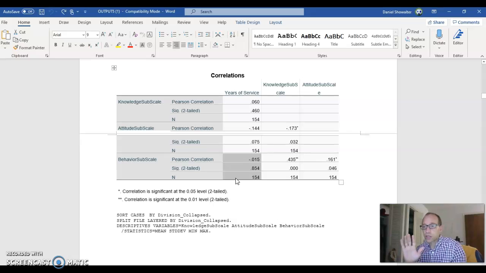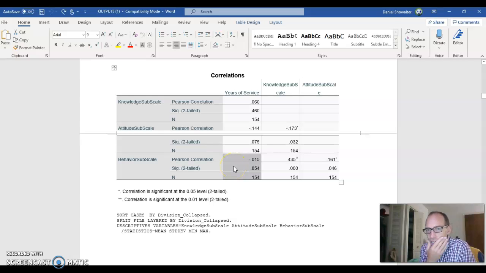Again, it's correlation, so it doesn't matter which order they come in, these values will be the same. That's why the matrix does not have one down here for years of service and then behavior here. It would just be redundant. So we only have the 6 possible combinations of any two of the four together. Behavior with years of service or years of service with behavior, no difference. And either way you look at it, there's a slight negative correlation, negative 0.015.